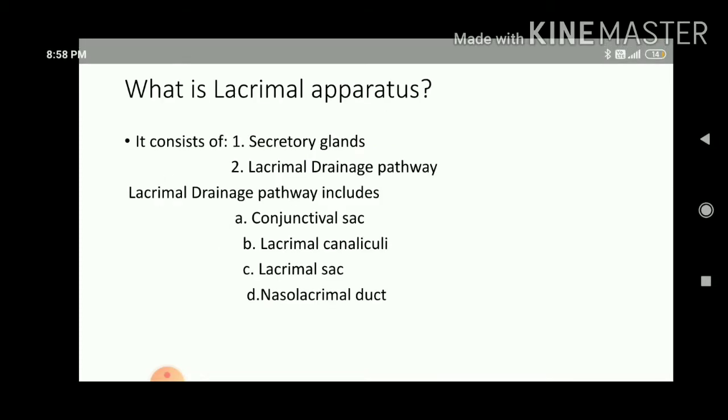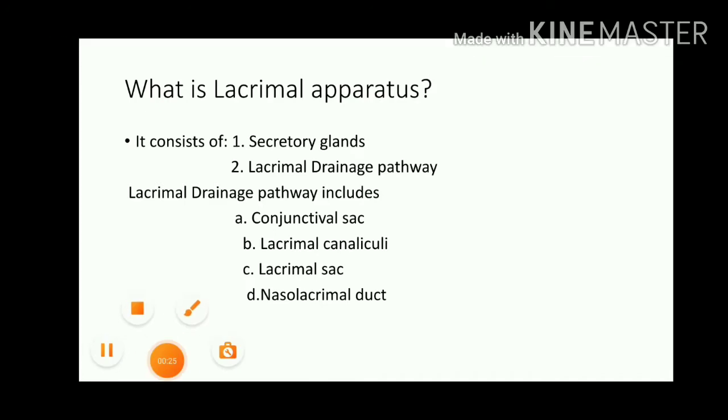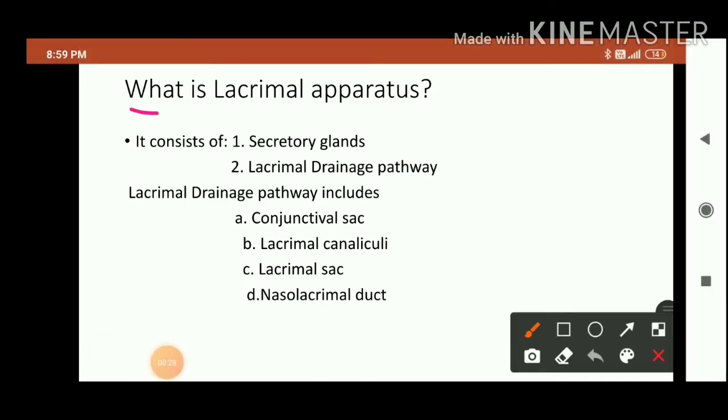Okay, so what do we mean by lacrimal apparatus mainly? The lacrimal apparatus is mainly the system which is responsible for production of tears, along with moistening our conjunctiva. Yes, it is very required for removal of the dust particles. So this moistening plays a crucial role in this aspect.